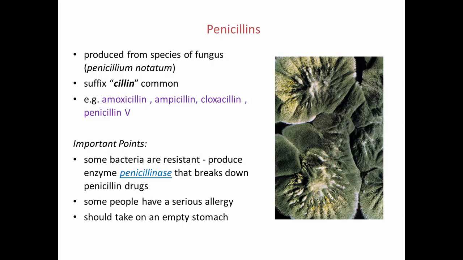It was discovered actually in 1928 by Alexander Fleming, but was not really manufactured or used in any wide basis until World War II. And he did win a Nobel Prize for this discovery. Penicillin is produced from a species of fungus that we see on the right-hand picture, Penicillium notatum.